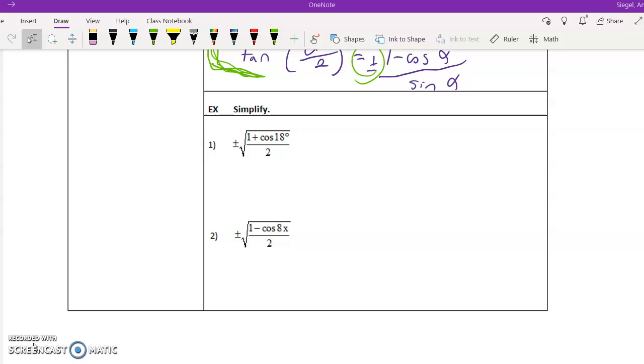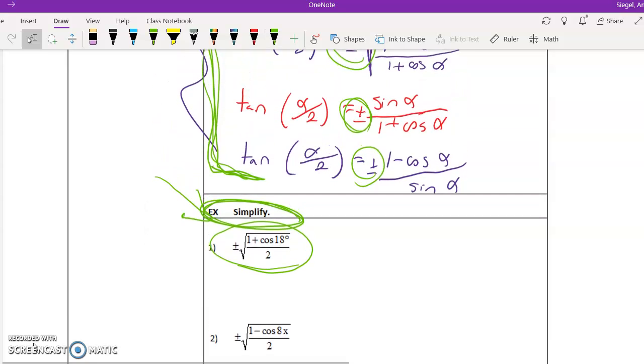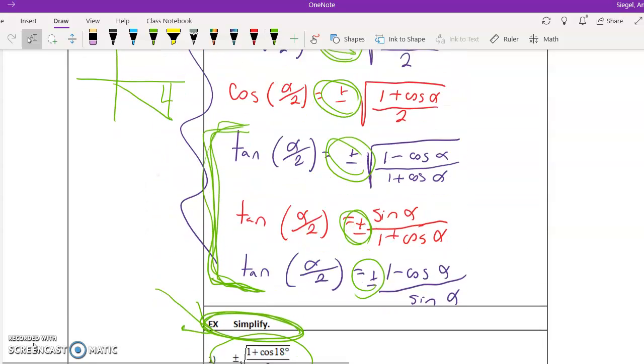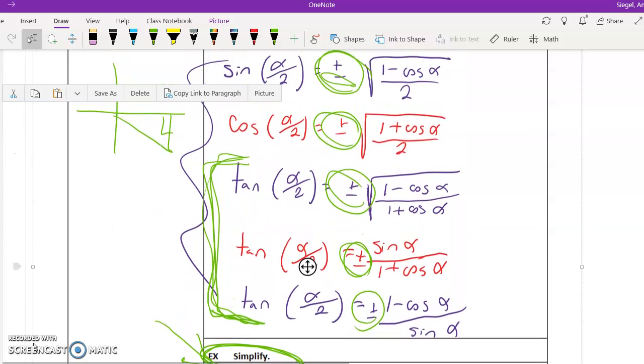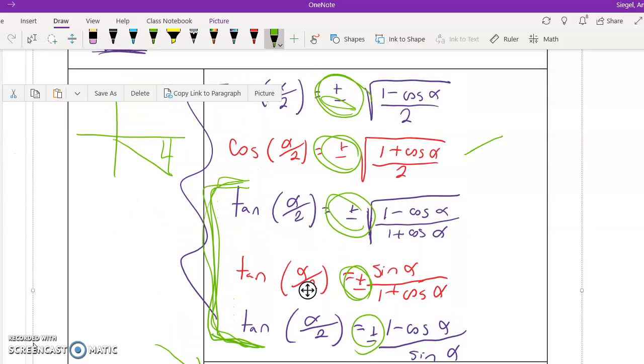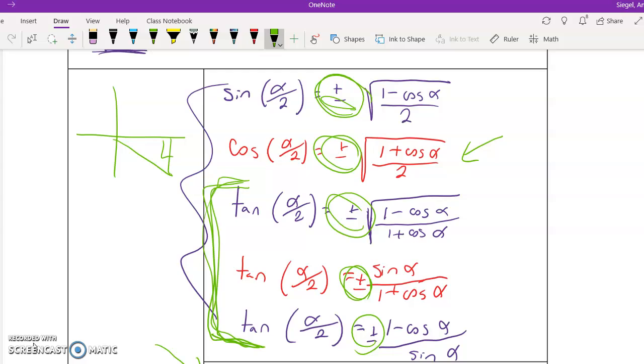Okay guys, tread carefully in this section because a lot of you answered this the wrong way on the quiz. So notice how it says simplify. What you're going to do is look at which one of these up here it looks the most like. So let me back up. 1 plus cosine of alpha divided by 2. So notice it's that one there.